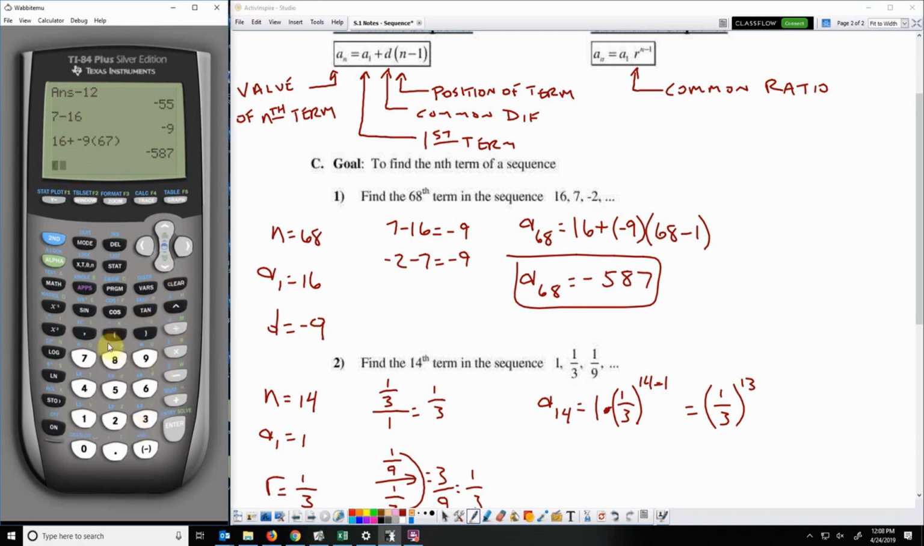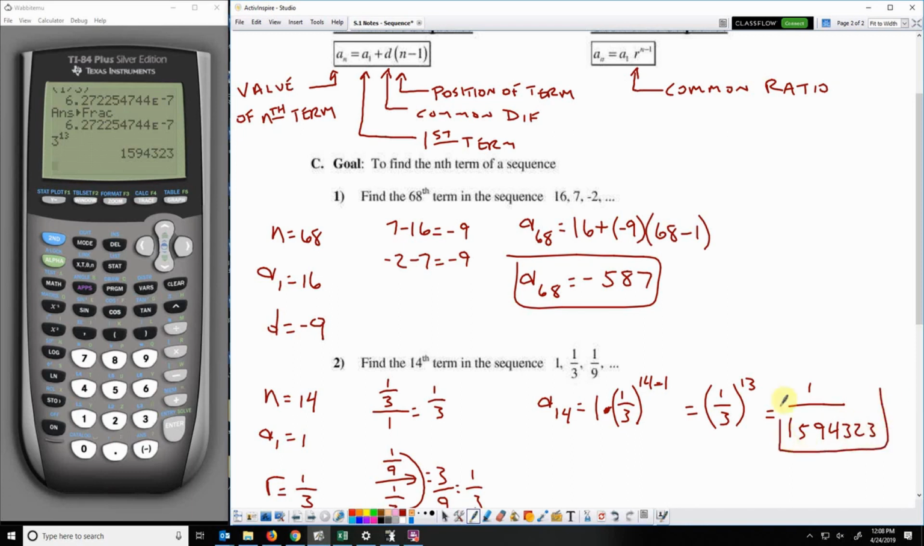So I want to clear that and put that in parentheses. 1/3 raised to the 13th power. And will that put that in a fraction for me? No. So let's do it this way. Let's do the numerator to the 13th power, and that's 1. And then let's do the denominator to the 13th power. So there is the value of term number 14.